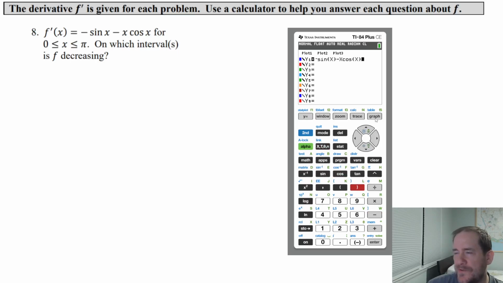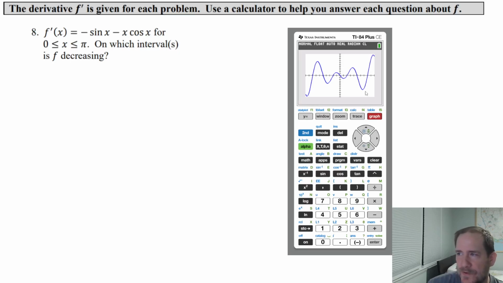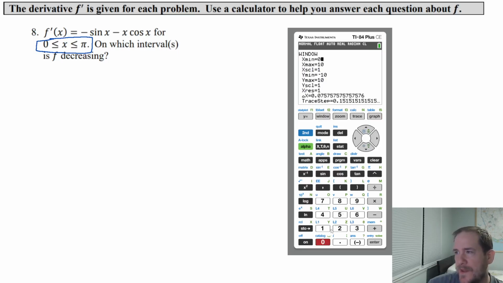And I'll press graph, and no, I won't. I mean, I will. I'll press graph. But I see a whole hot mess. So notice that they're restricting us to a pretty narrow domain. I only want to see the part that goes from 0 to pi. So actually, go back into your window and tell x to only go from 0 to pi. As far as the y values, I don't know if that's good or not. Let's just hit graph and see what we see. Sure. I guess those y's are okay.